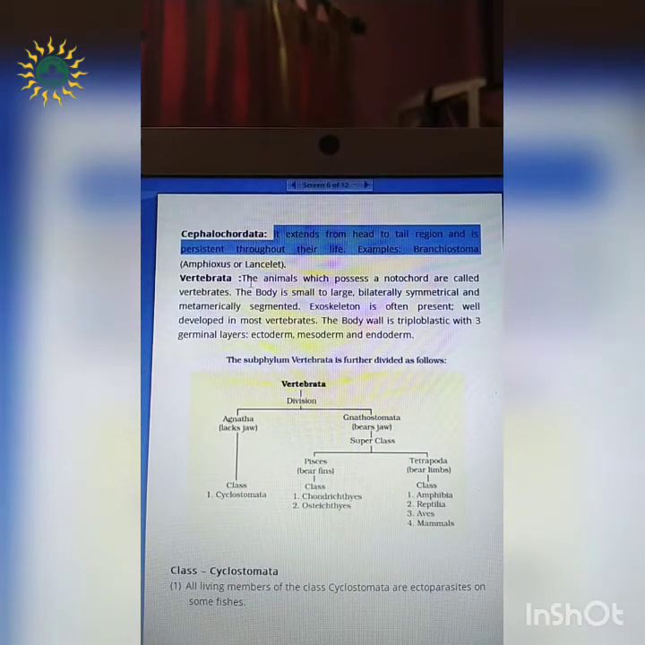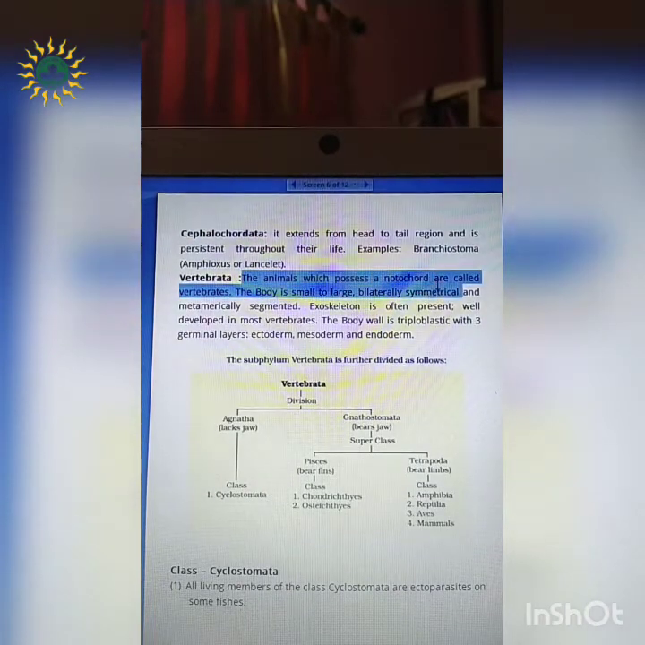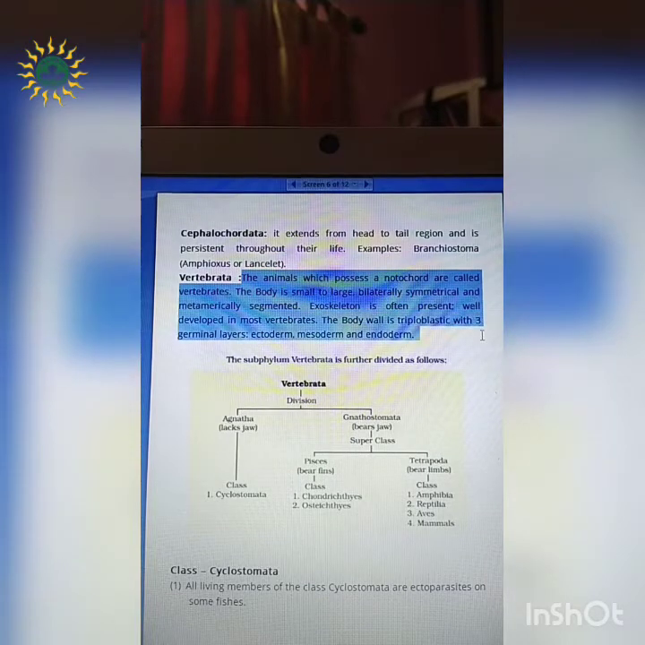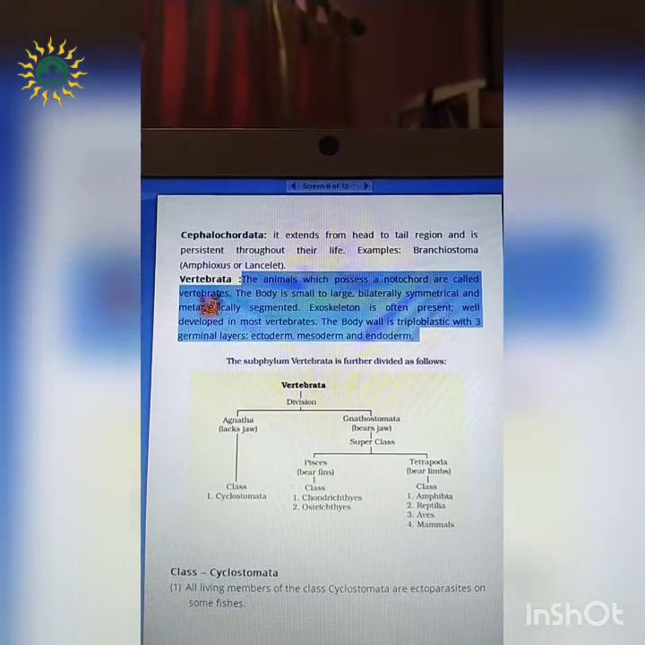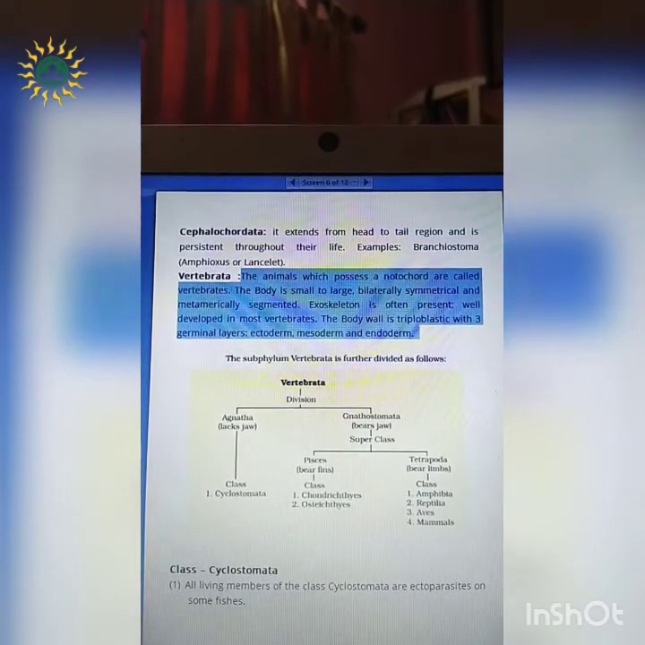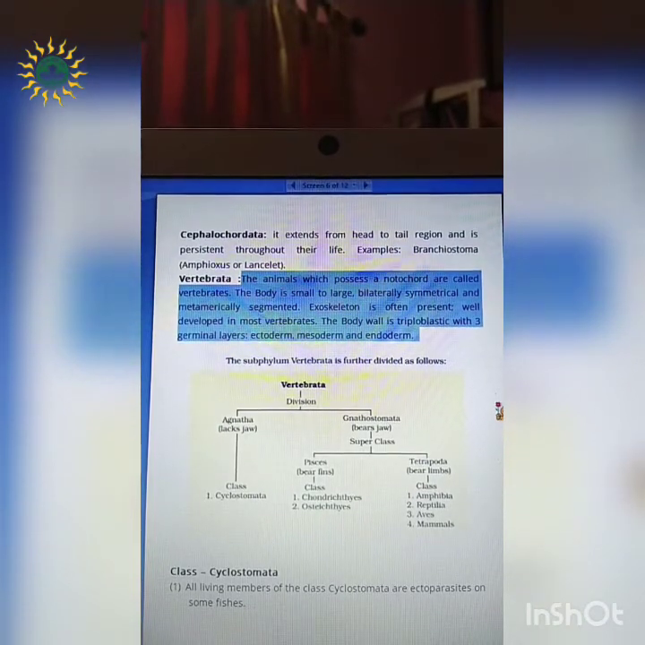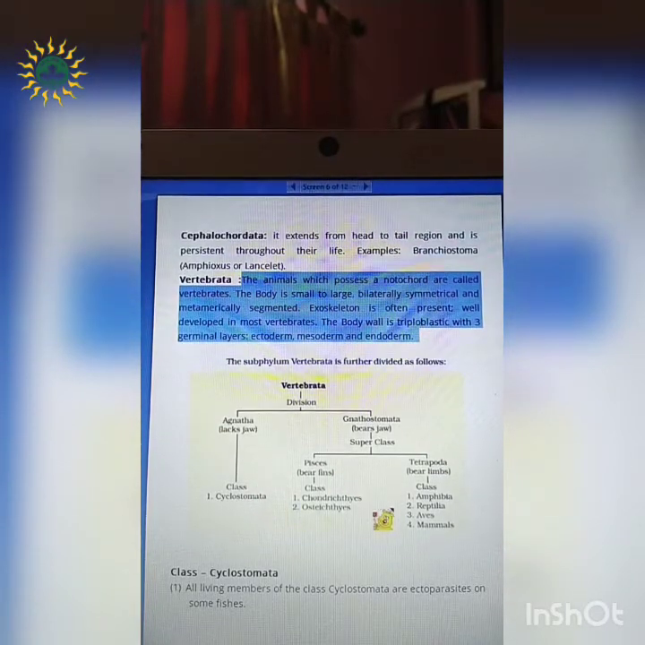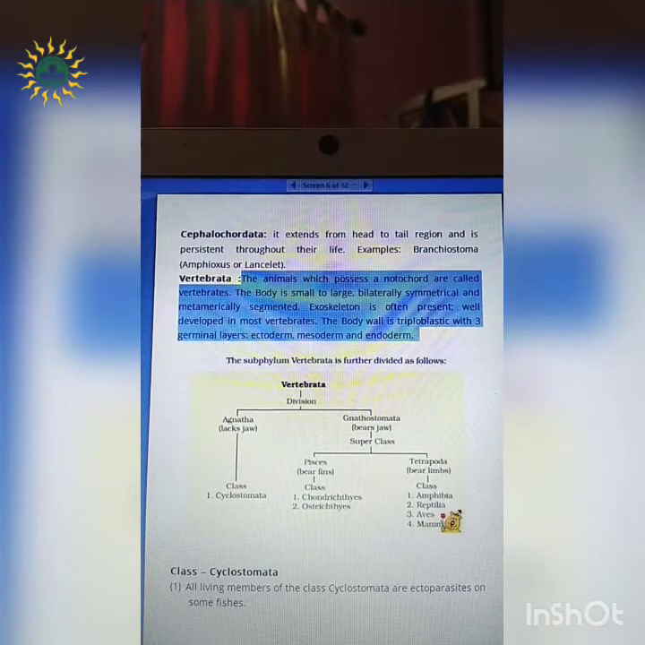In Vertebrata, the animals which possess notochord are called vertebrates. Notochord is present all throughout, the body is bilaterally symmetrical, the exoskeleton is present, and the body wall is triploblastic with the presence of 3 germinal layers. Again, this Vertebrata can be further divided. This chart also you will get in your NCERT book, so you can have a look at your book also.